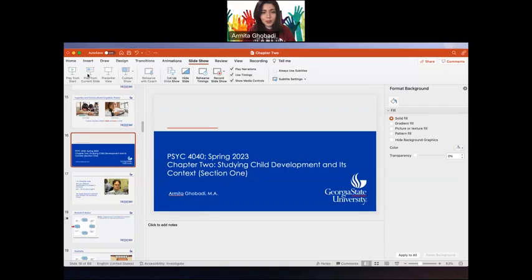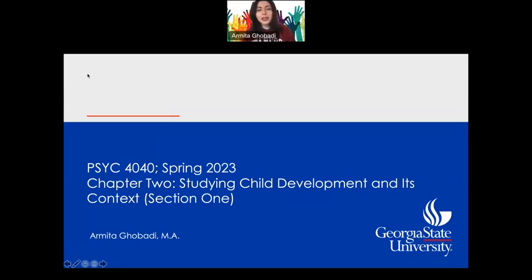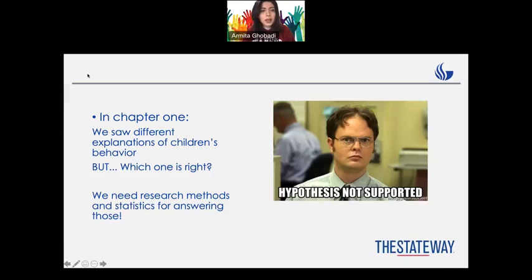So, chapter 2. Today we're going to talk about studying child development and its context. Section 1, obviously. In chapter 1, we talked about different frameworks like the cognitive developmental stages and Skinner's view. Here, we're going to learn how we can understand which framework works better for a specific situation, right?